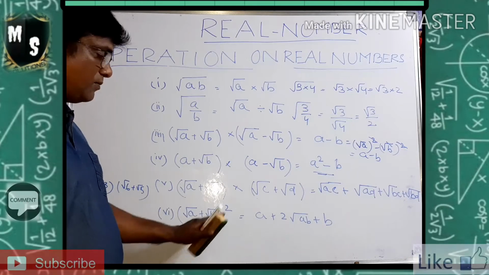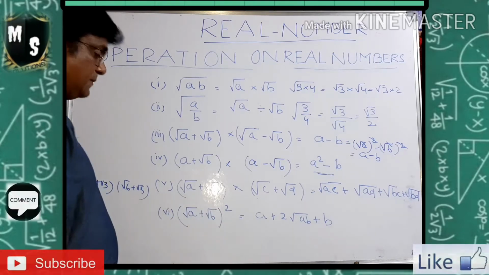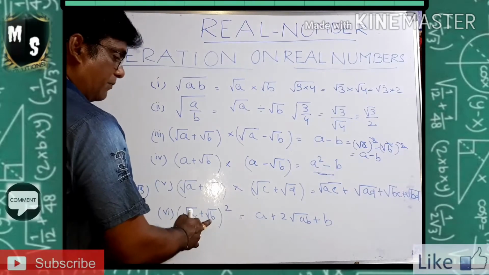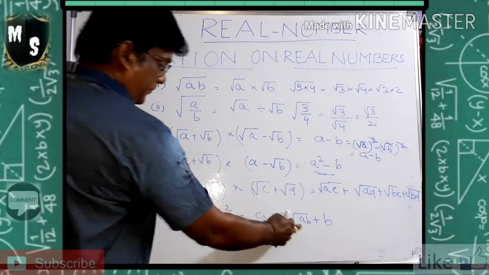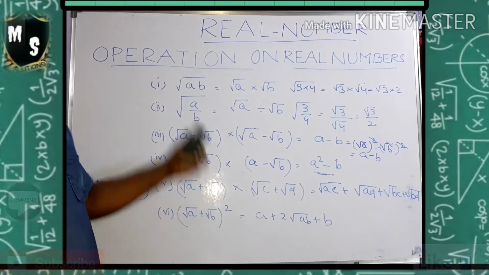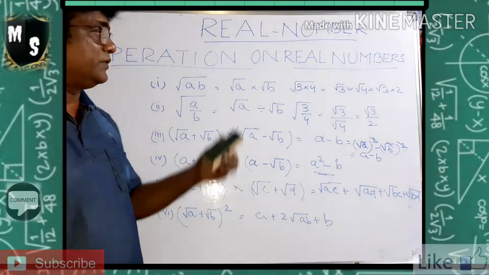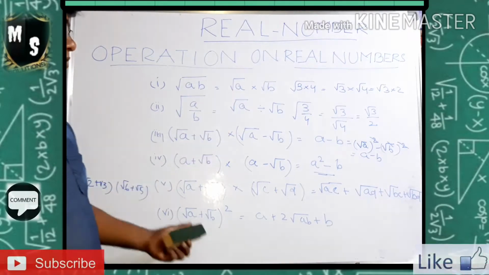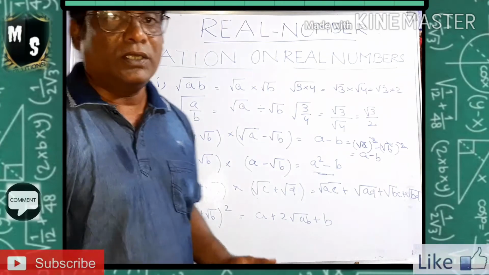Next, the whole square formula. You will sometimes see a plus b whole square or a minus b whole square. So the formula is a square, the square of root a is a, the square of root b is b, then 2ab, that is 2 into a into b. So you have to remember these formulas for the operation on real numbers. It is in your textbook, page number 19. You can follow page number 19 for these formulas. So you have to remember these formulas, and after that we are going to solve sums on them.